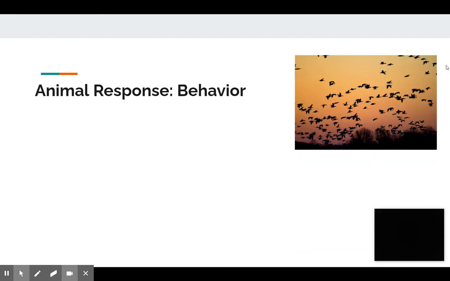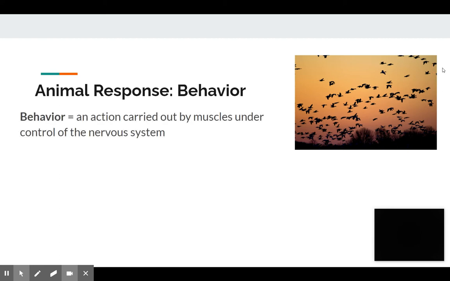Now we're going to switch and talk about animals, and we're going to spend a little more time here because we're going to start by talking about the idea of behavior. In a biological sense, behavior just means an action carried out by muscles that are directed by the nervous system. So that's a really broad definition.